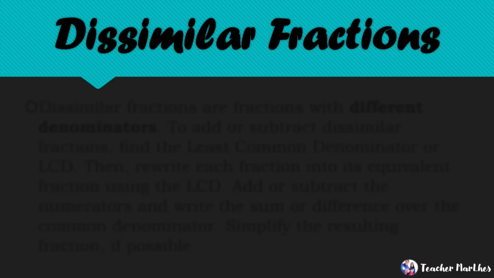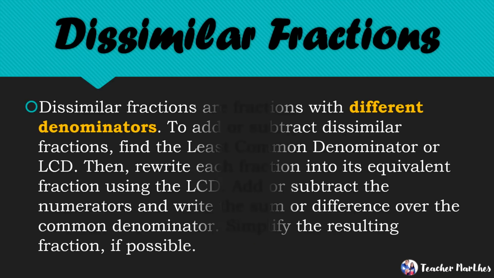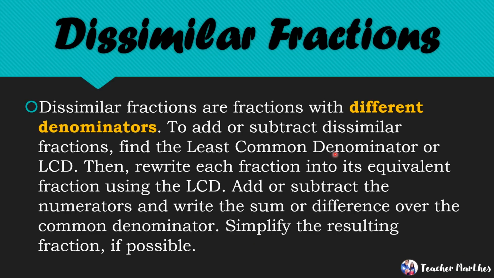Next, we have dissimilar fractions. So, dissimilar fractions are fractions with different denominators. To add or subtract dissimilar fractions, find the least common denominator or LCD. Then rewrite each fraction into its equivalent fraction using the LCD. Add or subtract the numerators and write the sum or difference over the common denominator. Simplify the resulting fraction if possible.